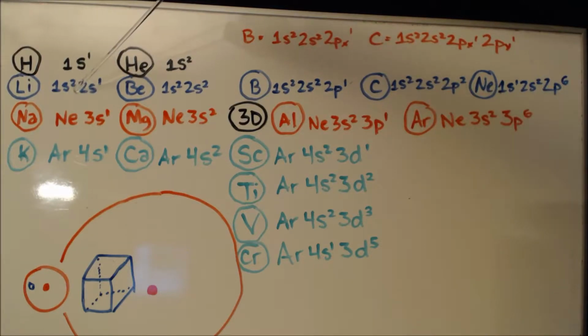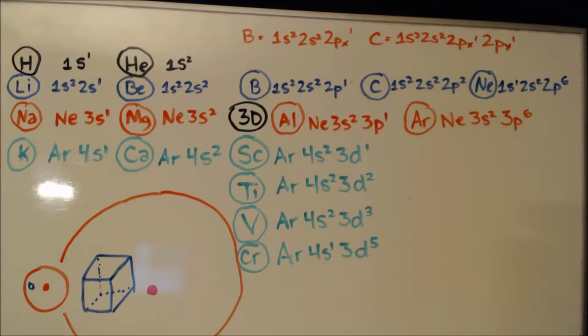So if you started with hydrogen, you'd have 1s1. The reason why is because you have the first shell, it's an s orbital, and it's one electron. Now helium would have two electrons. They'd go into the same s orbital, so it'd be 1s2. First shell, type of orbital, how many electrons?